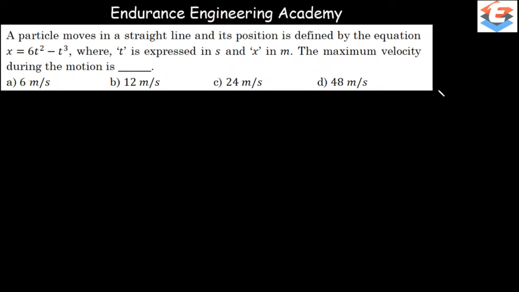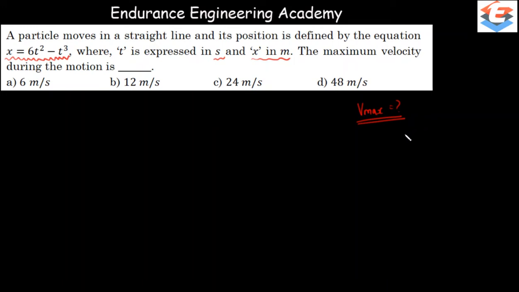A particle moves in a straight line and its position is defined by the equation x is equal to 6t square minus t cube, where t is expressed in seconds and x is in meters. The maximum velocity during the motion. So they are asking v max. Maximum velocity, how to find out?